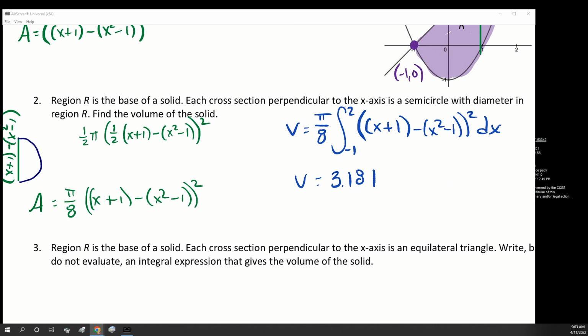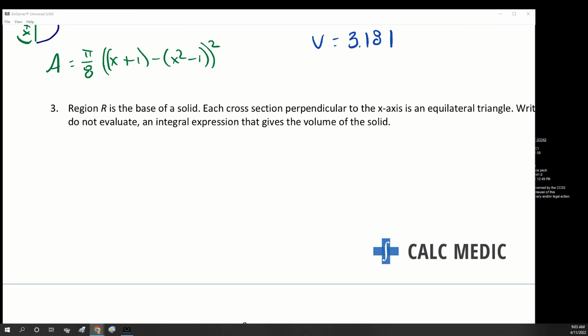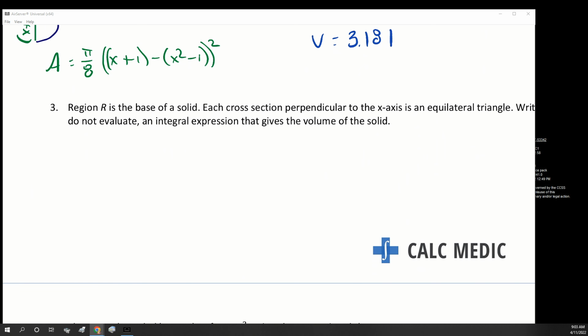Right. Then the last one, and well, actually, we have two more. So this time we still have that same base of our region. Each cross section is still perpendicular to the x-axis. But this time we have an equilateral triangle. So that base still is the same thing, top minus the bottom.